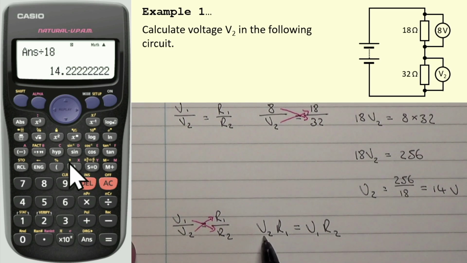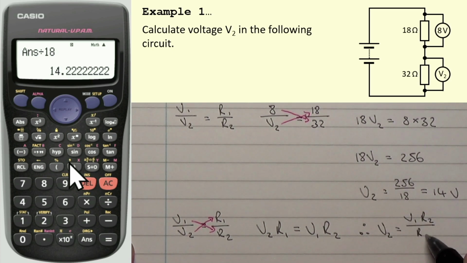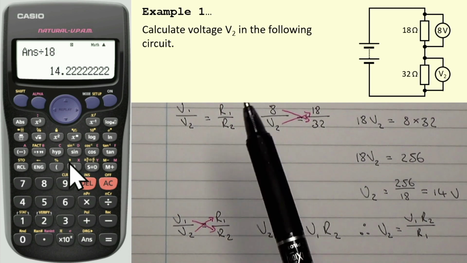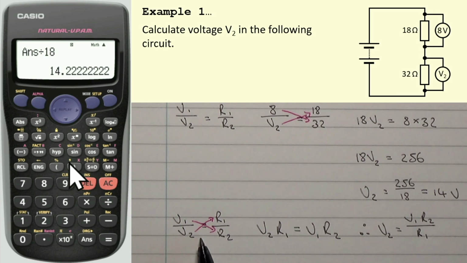Now, if I want V2 at this stage, I need to remember that V2 is being multiplied by R1, so I'd need to divide this side by R1, just as I would also need to divide this side by R1. So that gives, therefore, V2 is going to be V1 R2 divided by R1. And at that stage, I would just substitute the values in and then calculate the final answer. But as I said, it might be best to write the equation first, then the substitution. If you're very confident rearranging equations, then you can use this method. Of course, using this method, there would be less to write.